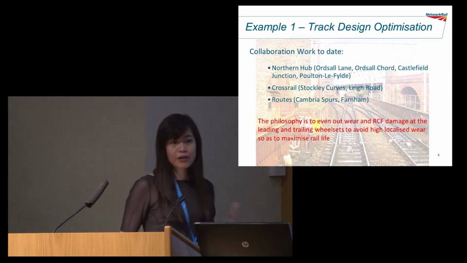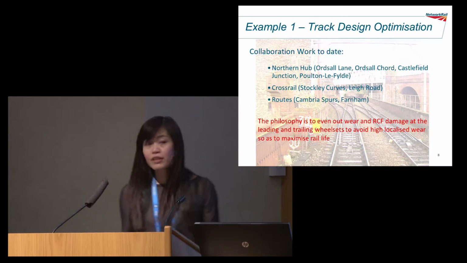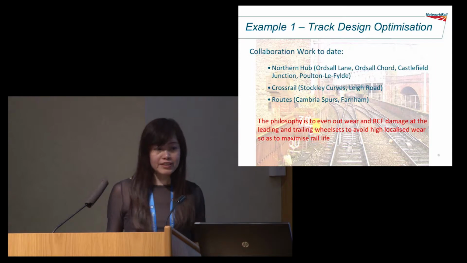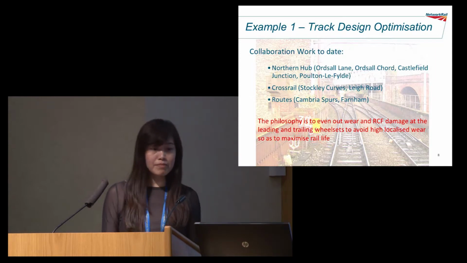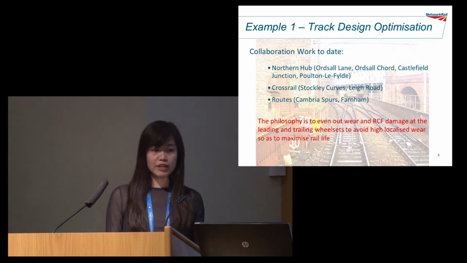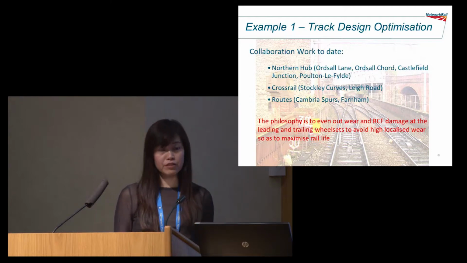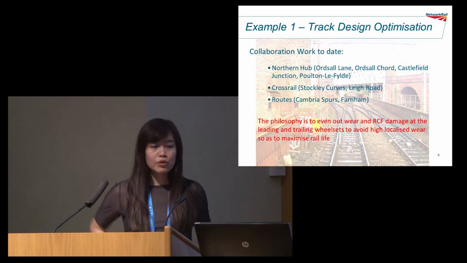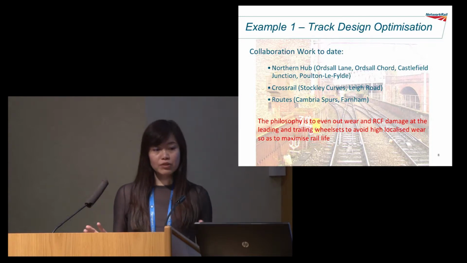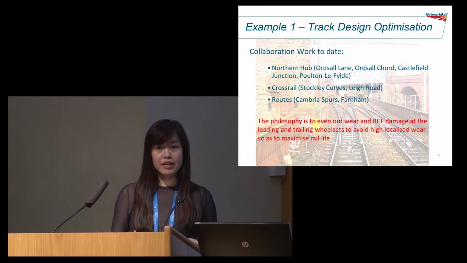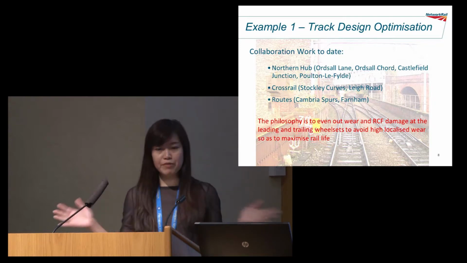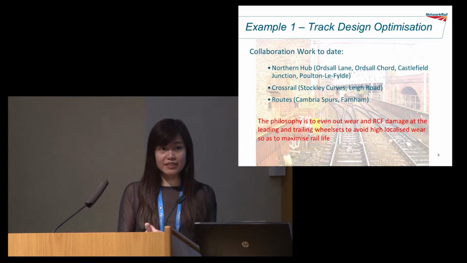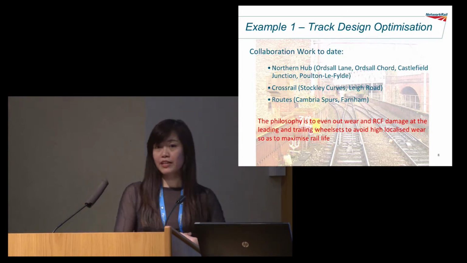I'll show a series of examples that I've done using all these modeling techniques. Example one is the track design optimization. I do a lot of this work with Northern Hub, with David Woods, and Crossrail and the routes as well. When they have a new layout, they want to know if the layout has been optimized. In track design, you have a wide range of parameters you can use, but is it the best optimized values that you're choosing?